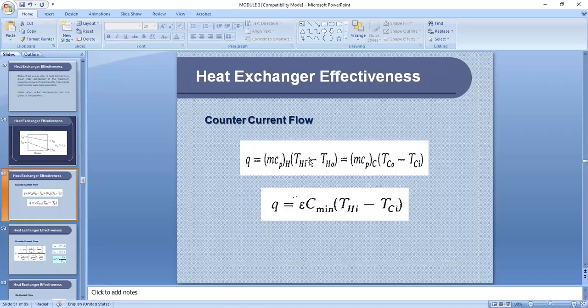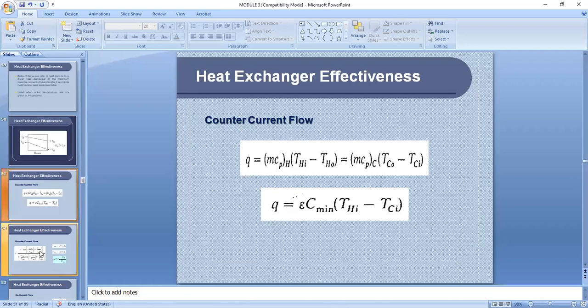Now, this is your standard formula for determining the Q. And in terms of heat exchanger effectiveness, this would be it. This epsilon that you see here is the effectiveness, and you have here the C minimum, which is equivalent to the C sub C, the m Cp product of the cold fluid. And take note of what you are subtracting here: the inlet temperature of the hot fluid and the inlet temperature of the cold fluid, for counter current flow. So we're talking about counter current flow.